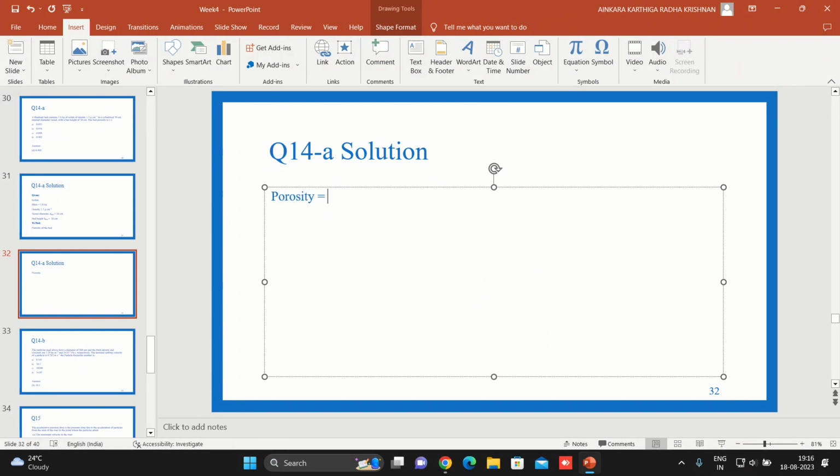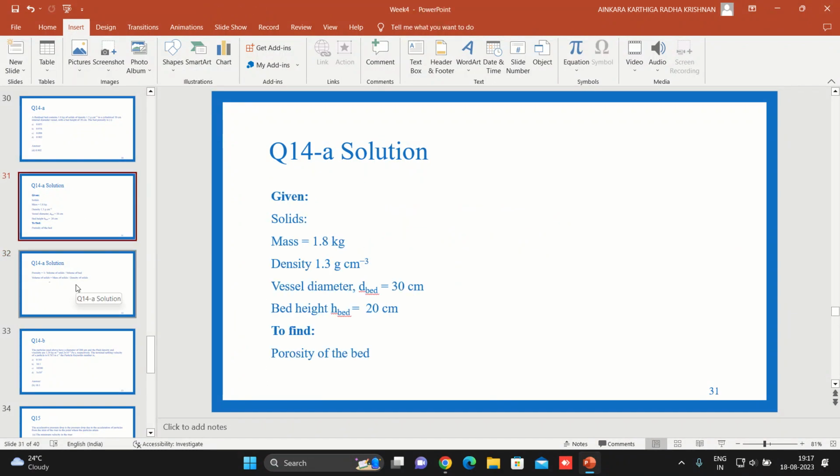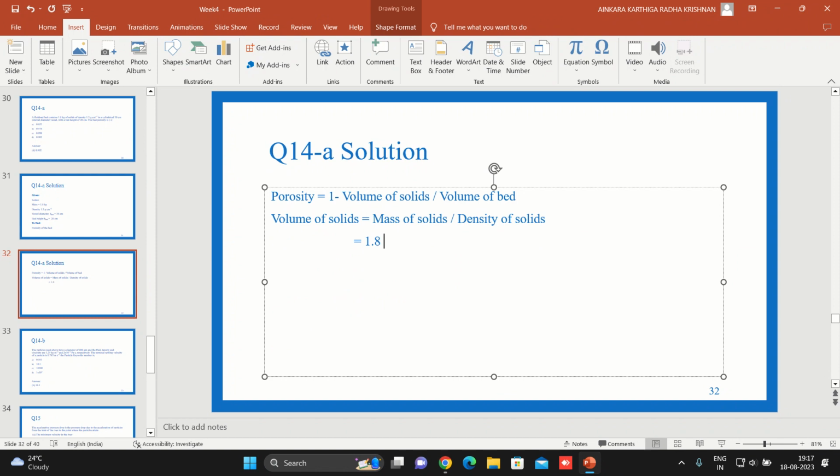How do we calculate porosity? Volume of solids by volume of bed gives solids fraction, and 1 minus this gives porosity. So first we should find the volume of solids, which is equal to mass of solids by density of solids. What does it give? Mass of solids was 1.8 kg, and density is 1300 kg per meter cube. That was given in gram per centimeter cube. 1.8 divided by 1300 gives 1.38 into 10 power minus 3.